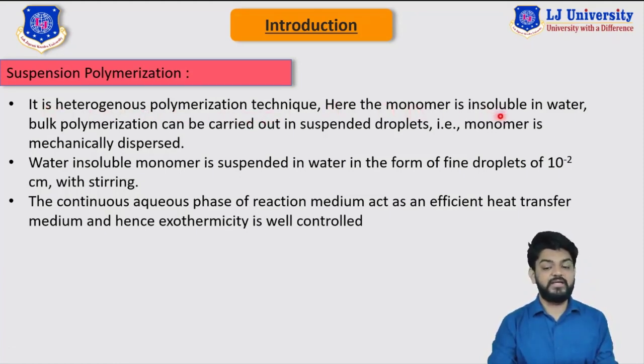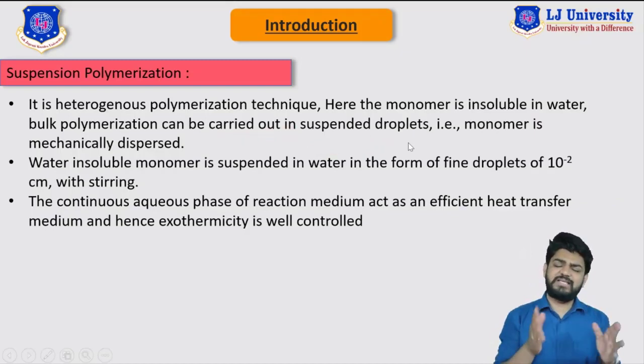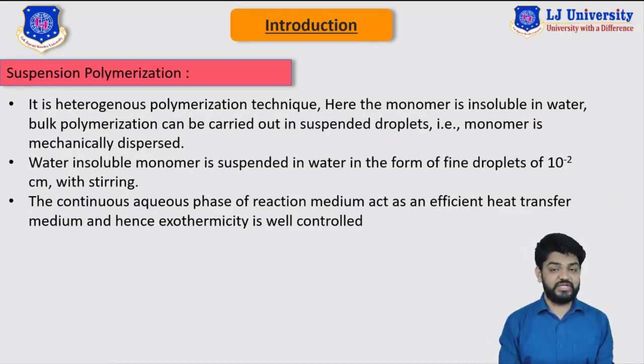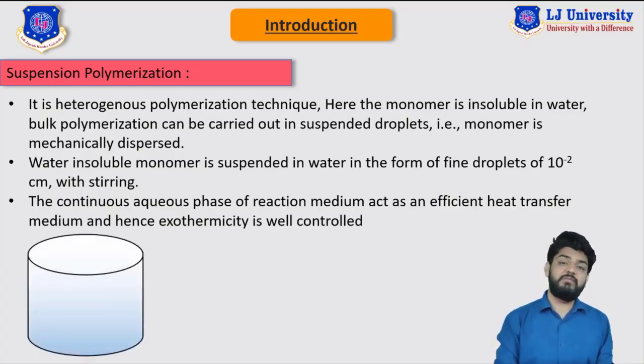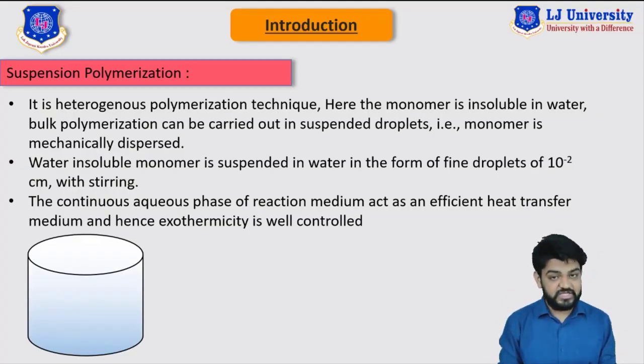Here the monomer is insoluble in water and bulk polymerization can be carried out in the suspension of the droplets. So the basic requirement of suspension polymerization is that your monomer and initiator both need to be insoluble in the solvent, right? Whenever I say solvent, we are discussing water, because water is the most suitable solvent for almost every polymerization. In this animation you can see that I have taken one vessel inside which I want to carry out my suspension polymerization.